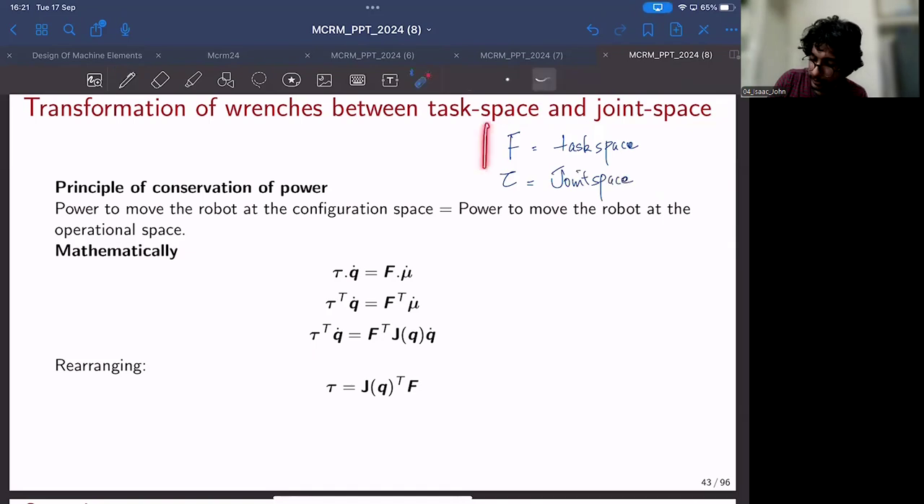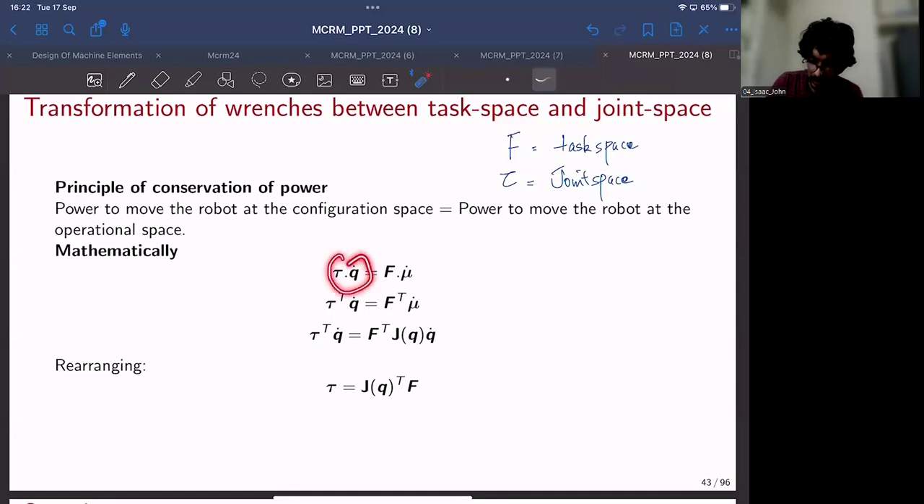And to get this mapping between the forces in task space and joint space, you apply the principle of conservation of power, which is nothing but the power to move the robot at configuration space is equal to the power to move the robot at task space. So the power is nothing but the force or torque multiplied by velocity.